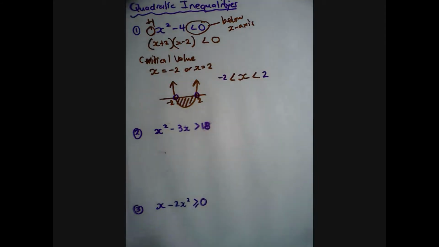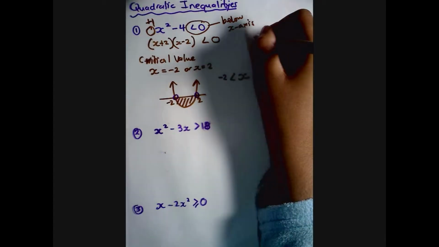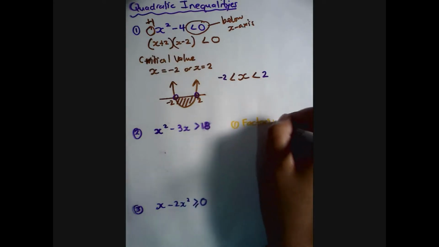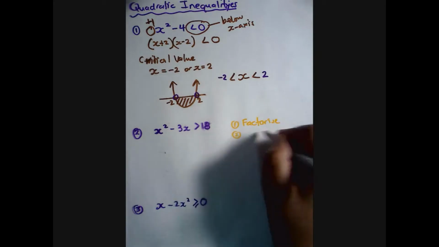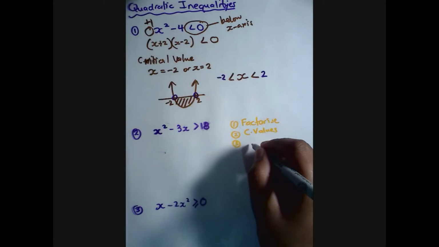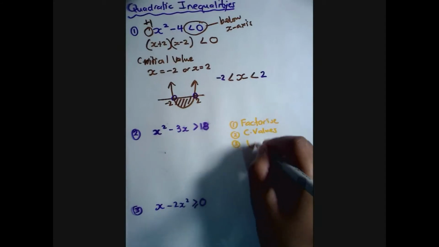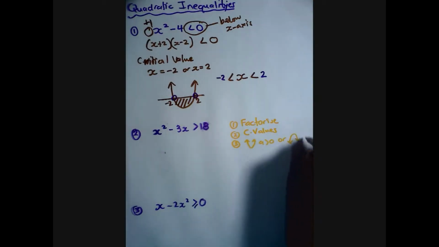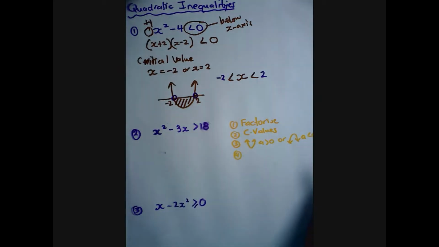Right, so I want you to do the next sum on your own. So let me just write for you the steps. Step 1, factorize. Step 2, you find the critical values. Number 3, you determine if it's a happy face, so a is greater than 0, or it's a sad face if a is less than 0.